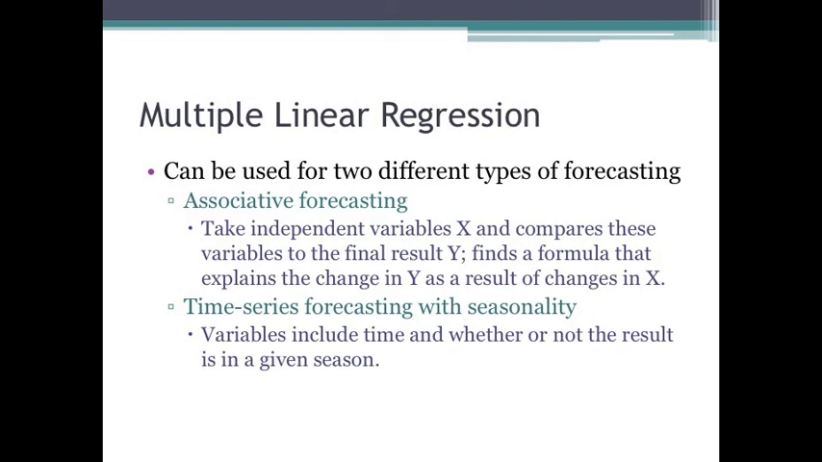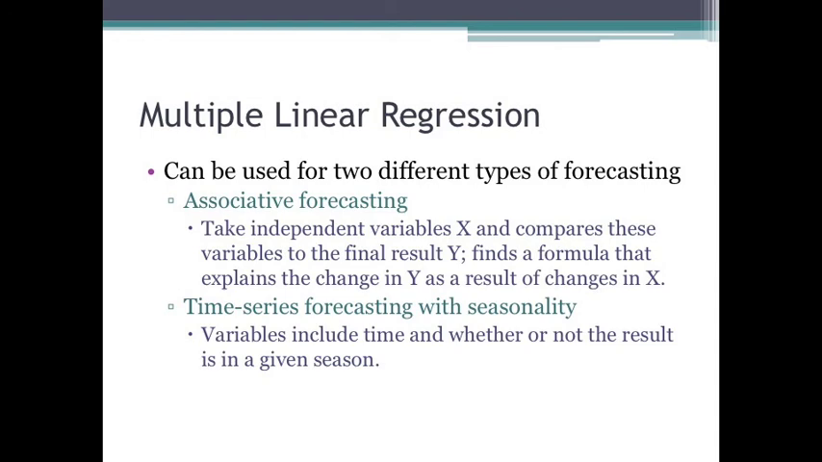And then there's what we call time series forecast with seasonality. The idea here is that we include variables for including time, so we have that trend portion of it. And then we have what are known as dummy variables. And dummy variables are simply variables that can have one of two values, 0 and 1.